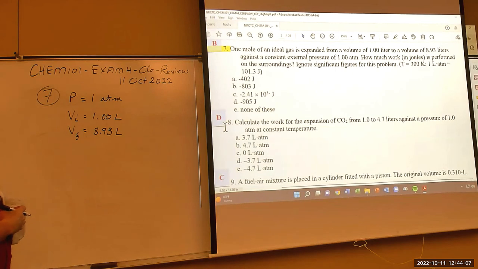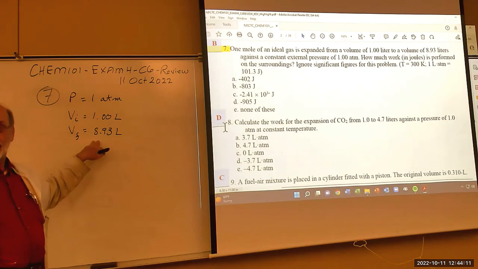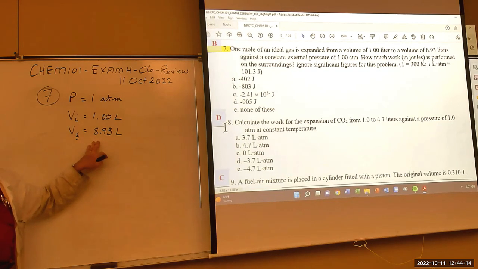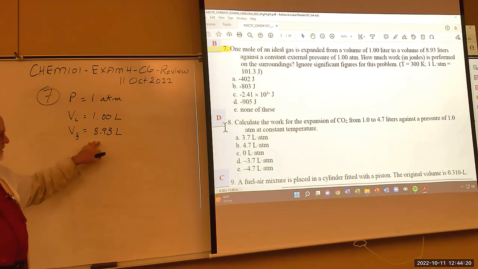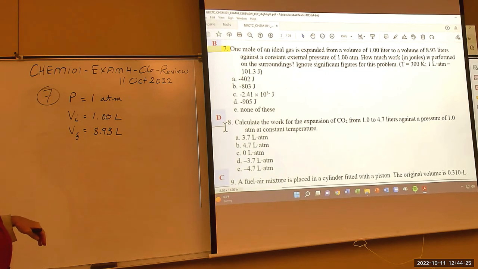How much work in joules is performed on the surroundings? First of all, is that what it's doing? It's going from 1 liter to 8.93 liters. Yeah, expanding gas performs work on its surroundings. So that's true. How much work is performed on the surroundings?